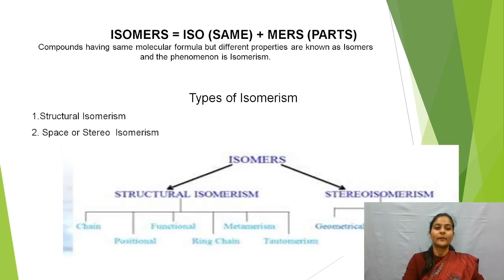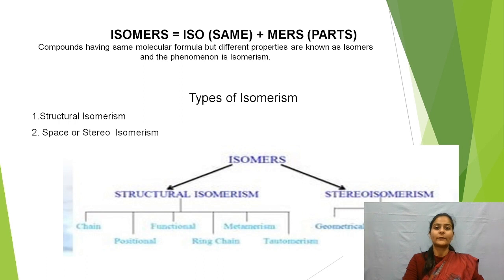Isomerism is the combination of two words, iso and mers, in which iso means same and mers means parts. According to the definition of isomers, the compounds which have the same molecular formula but different properties are known as isomers, and this phenomenon is known as isomerism. The difference in their properties is due to the arrangement of atoms.